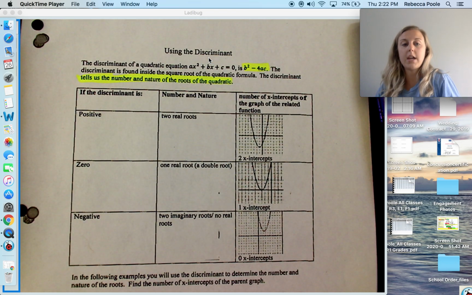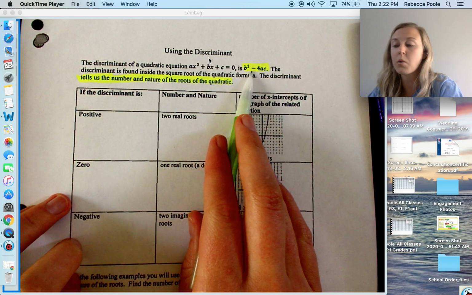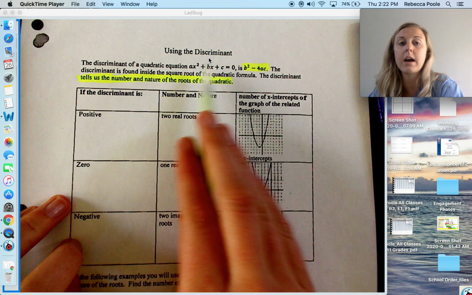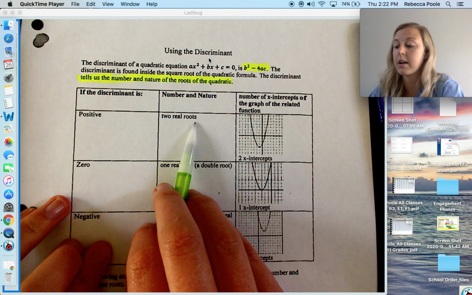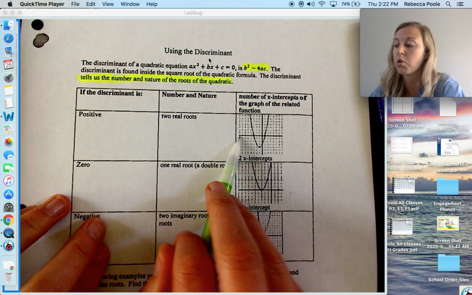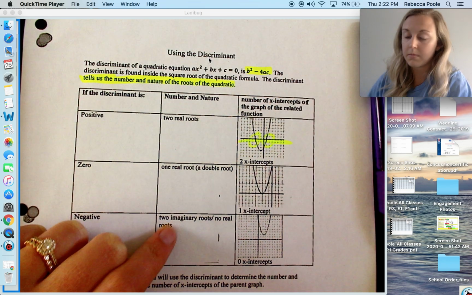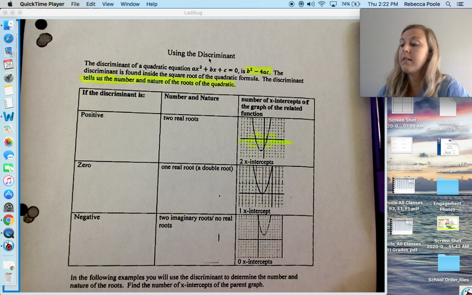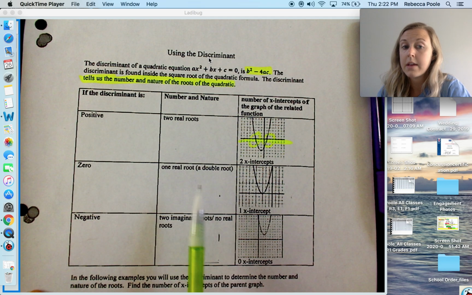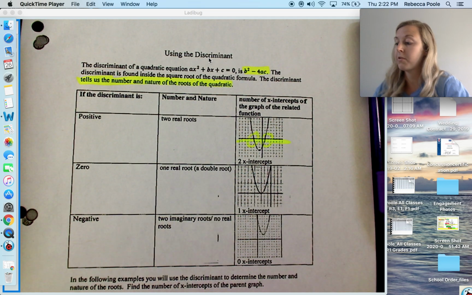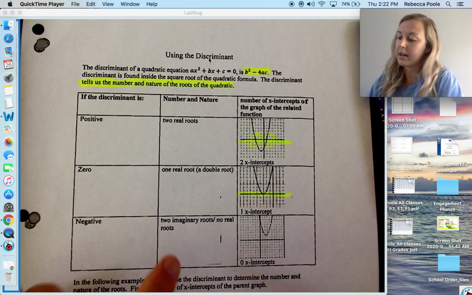So if you look at this chart that I made for you guys, if the discriminant is positive, so after I do b squared minus 4ac, I plug in the b value, the a value, and the c value, and I get a positive number for my answer, then that means the quadratic function has two real roots. So it's going to cross the x-axis right here 2 times, okay? If when I plug in my b, a, and c value into the discriminant, I get 0, then that means there's only one real root for the quadratic, which means it only crosses the x-axis 1 time, right here.